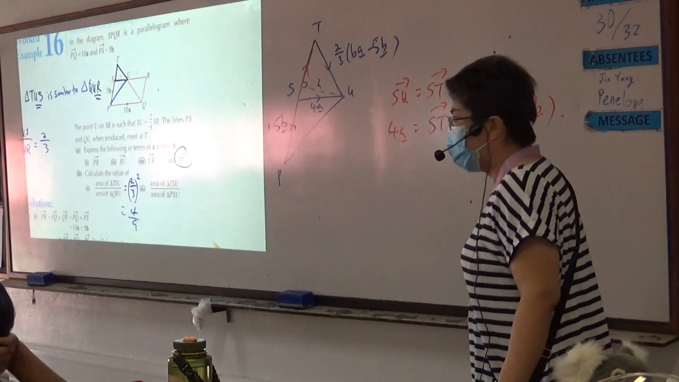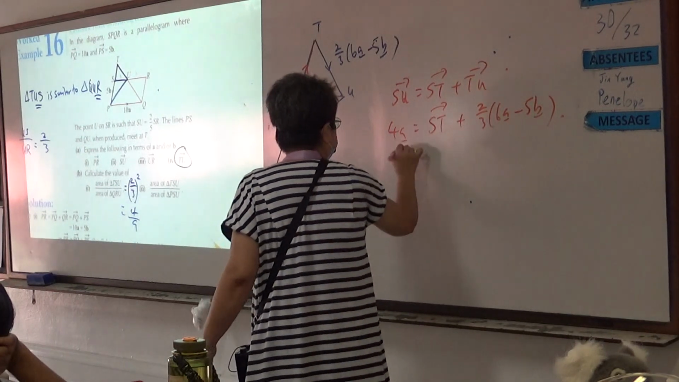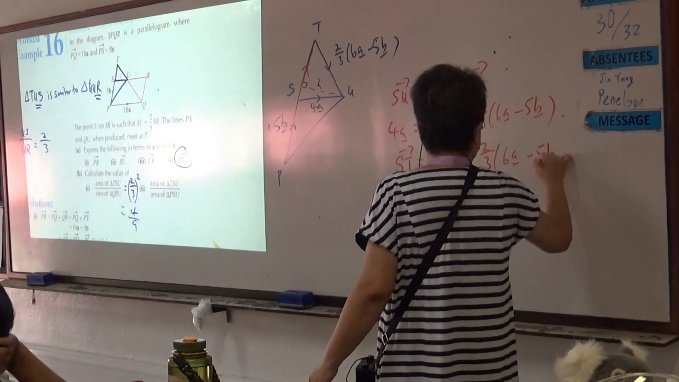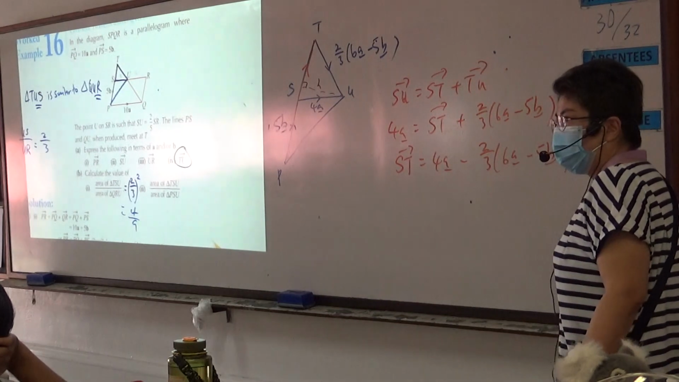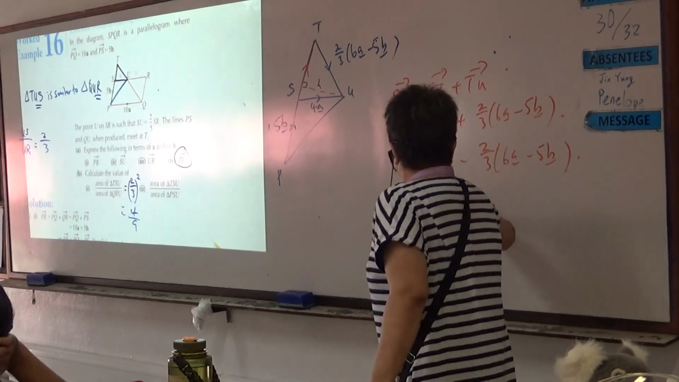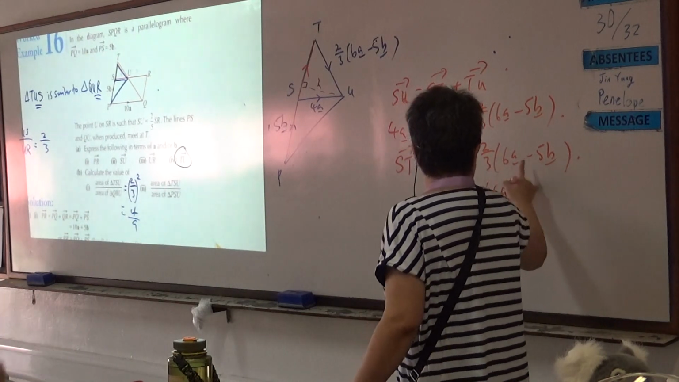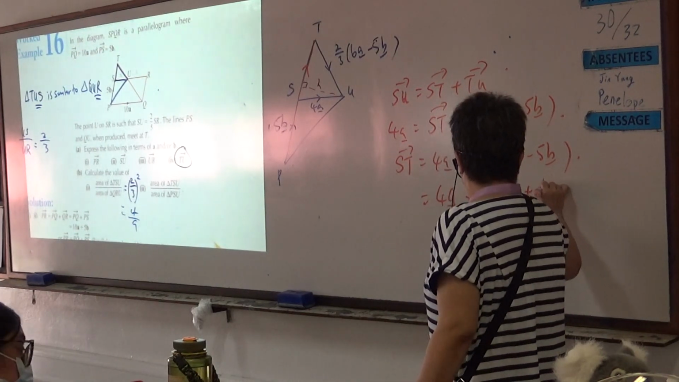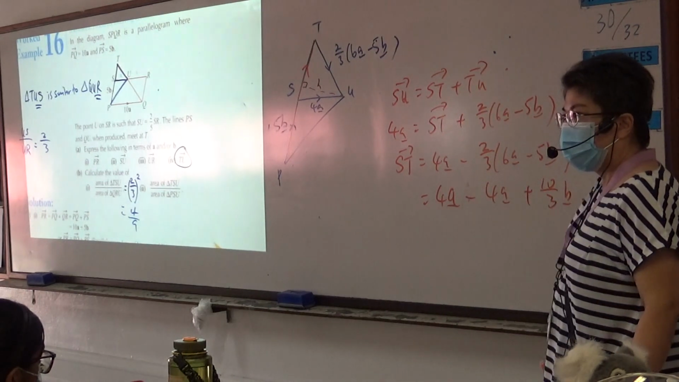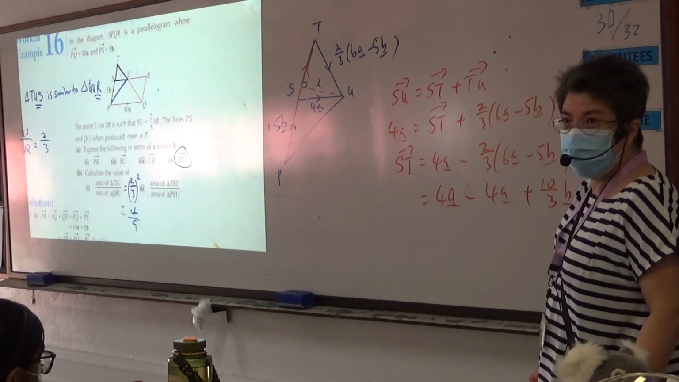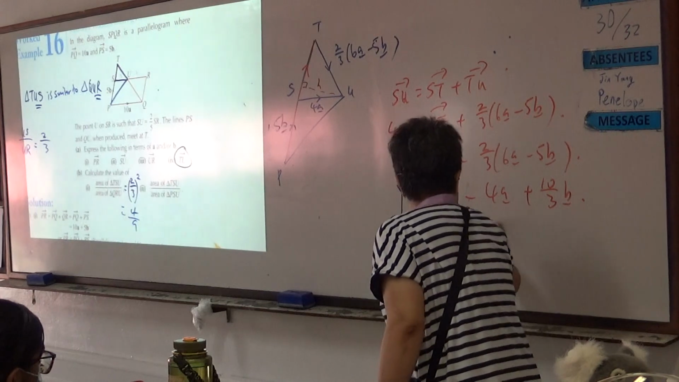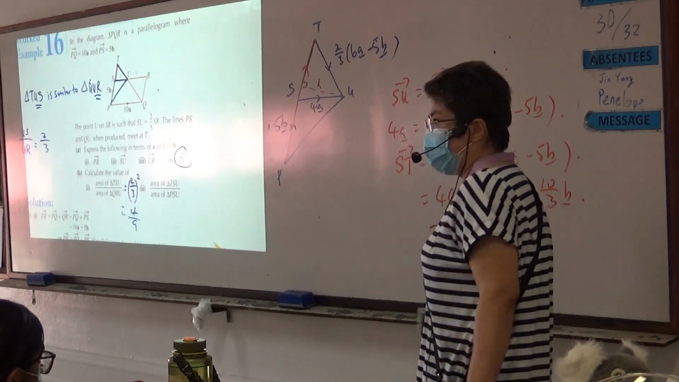Okay? Alright? So that means correct now? Yes or no? Okay, now I'm going to expand this. This is 4A plus 10 over 3B, right? Agree class? I'm talking to you, agree class? So what's 4A minus 4A? 0. So what's this? 10 over 3B, right?